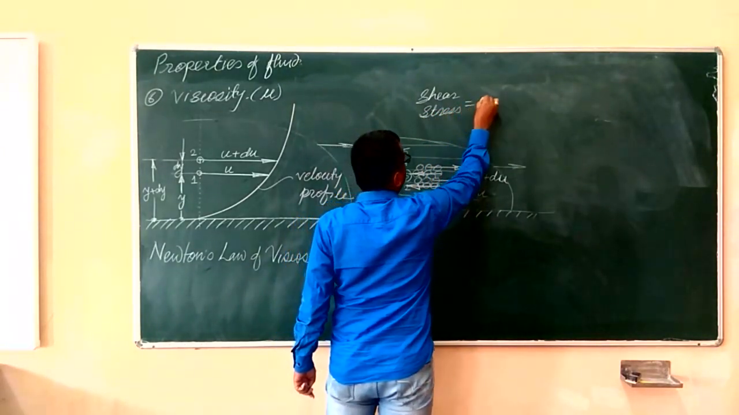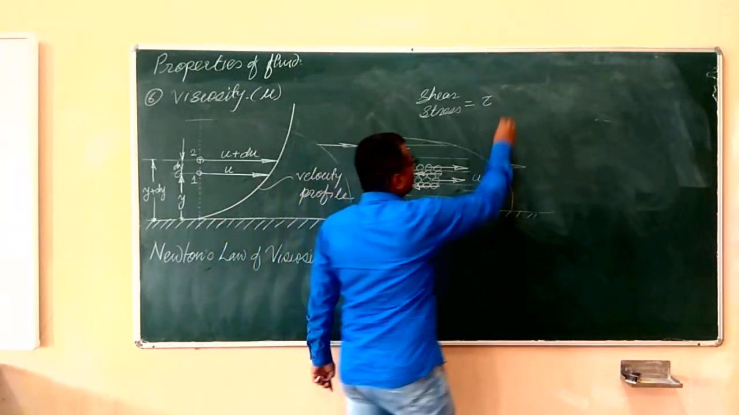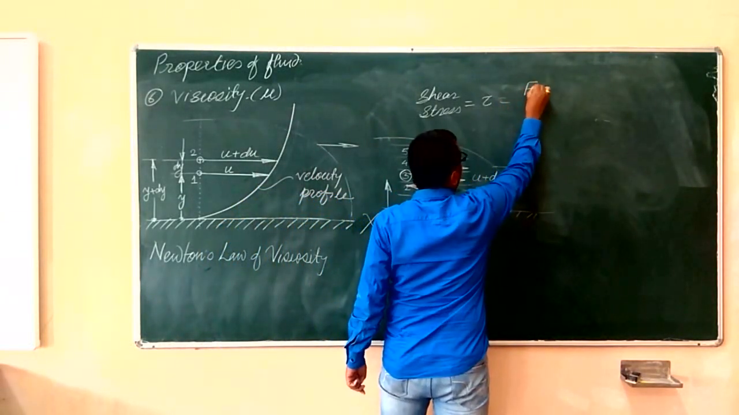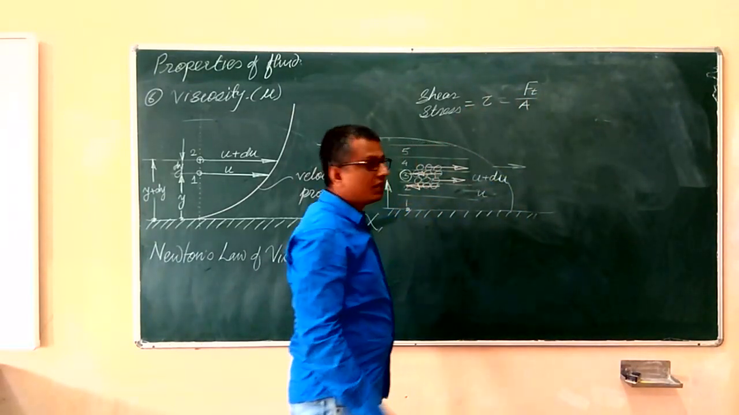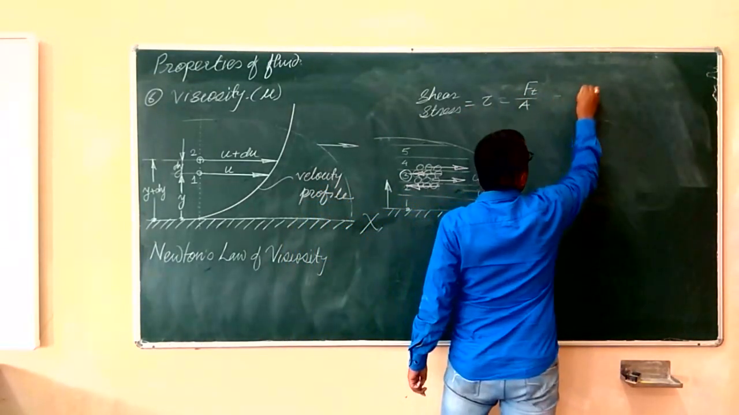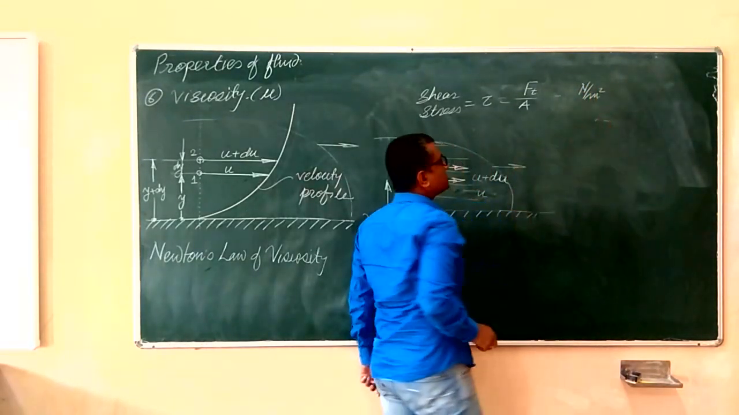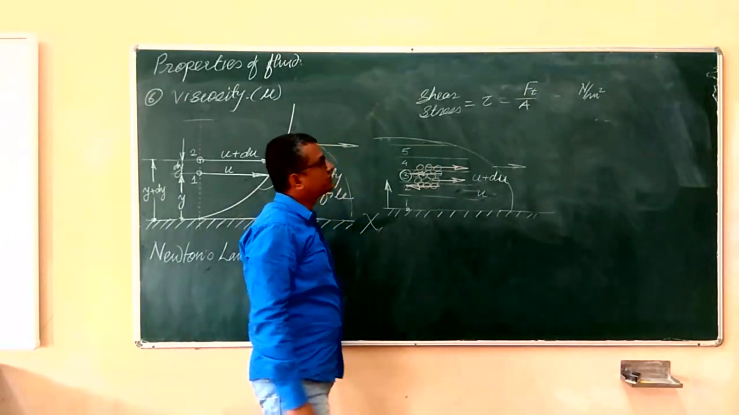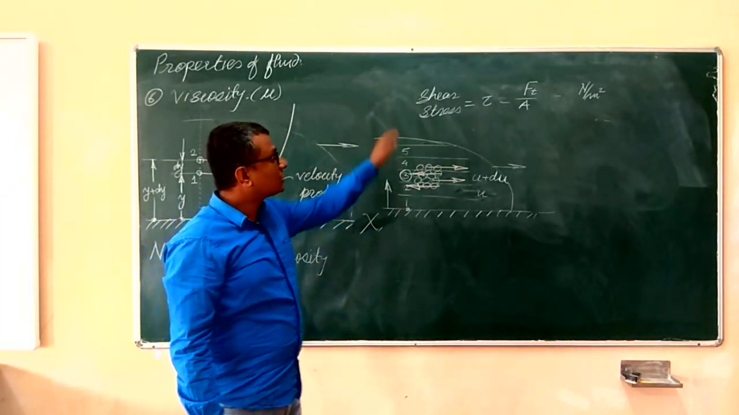The term shear stress is indicated by the letter tau, and it is the tangential force per unit area, expressed in Newton per meter square, or in Pascal, since the unit of stress is the same as that of pressure. So that's what the shear stress is.